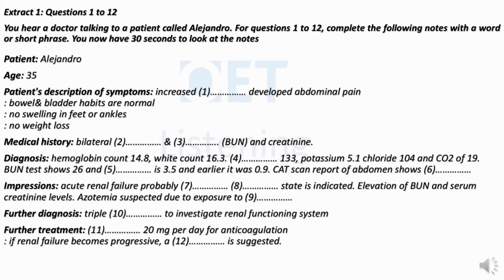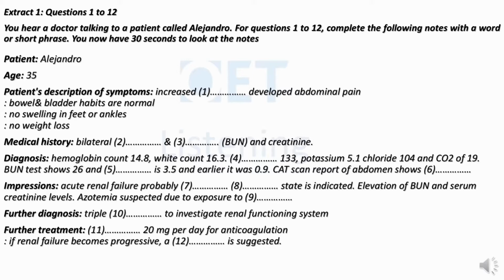What about your appetite? It's good. Any swelling in your feet or ankles? No, doctor. Do you have chest pain? No, doctor. And your bowel and bladder habits? Normal. Any sudden weight loss? No, doctor. Your blood pressure level is 130 on 170. There is no organomegaly and no peripheral edema.